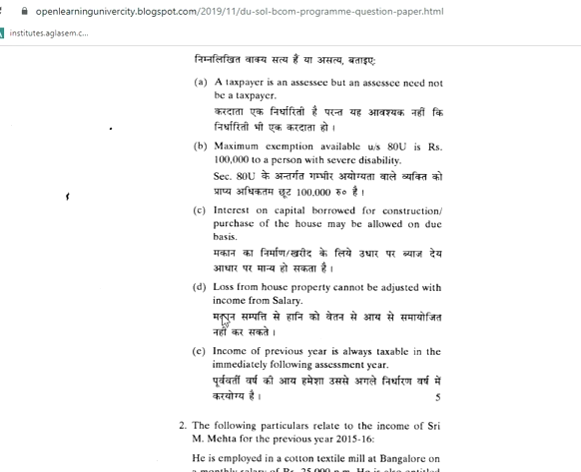Okay. Now we come to question number 2. In question number 1 you just have to write whether it is true or false and give a single line reason why it is true or false. Now we come to question number 2.